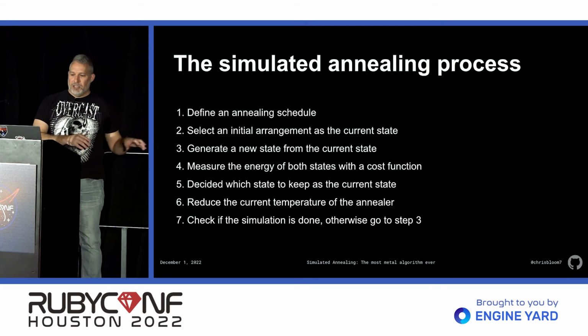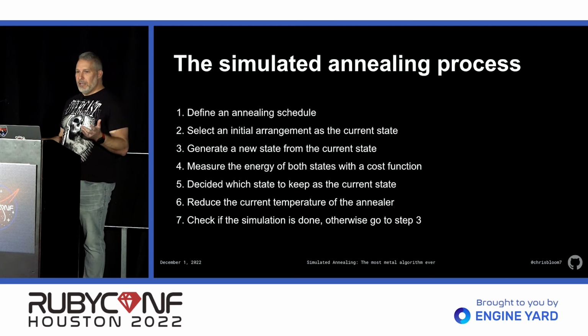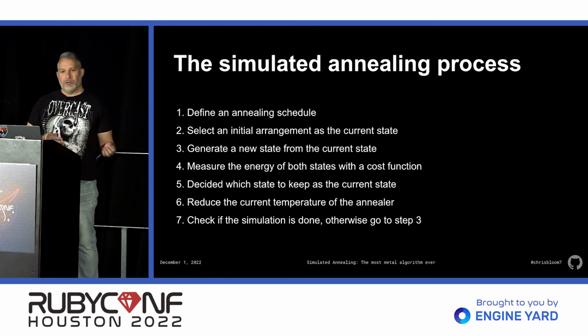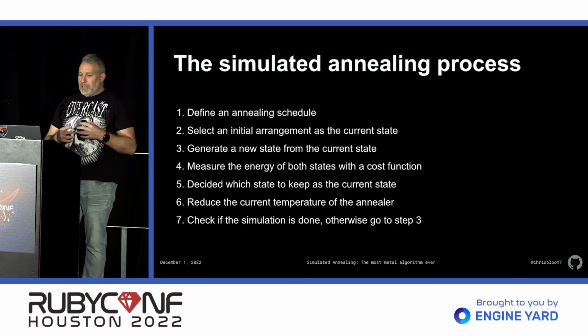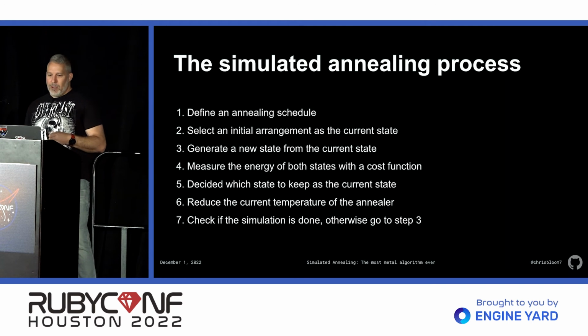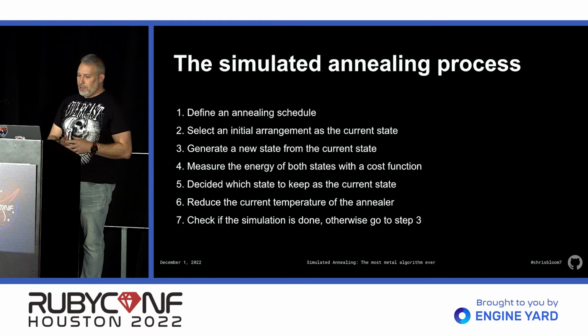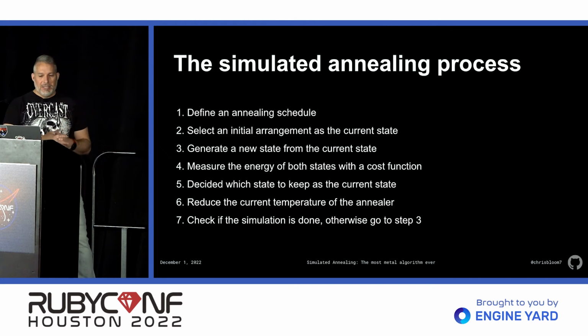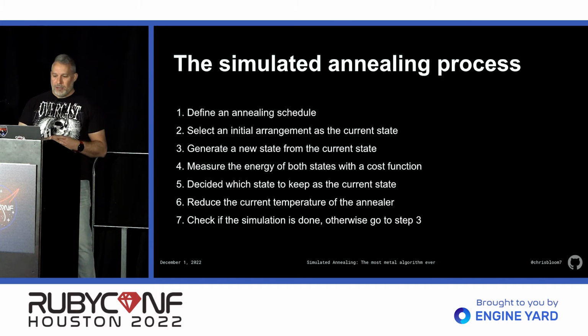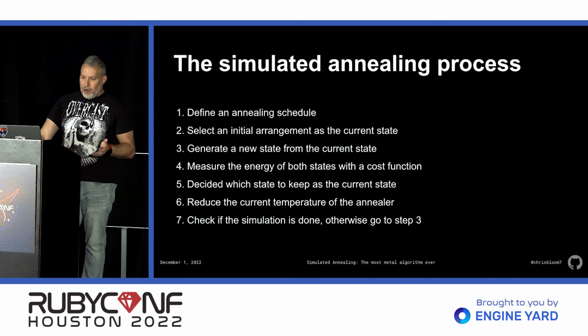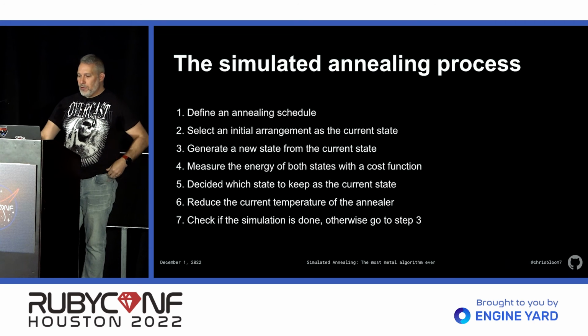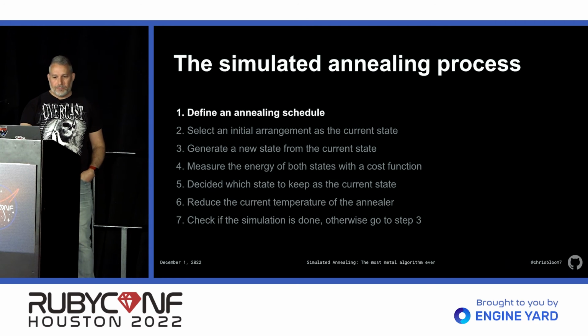So the annealing process goes like this. First, we define an annealing schedule, which is going to be our initial temperature and a cooling rate. Next, we select a random potential solution as the current state of our problem. Then we generate a new solution from the current state to use as our new state. Then we use a cost function to measure the energy of both states. Then we decide which state to keep as the current state. We reduce the current temperature of the annealer according to the annealing schedule. Then we check the simulation limits to see if we're at the end. Otherwise, we go to step 3. So let's plug our problem into the annealer as we walk through how it helps us find an approximate solution.